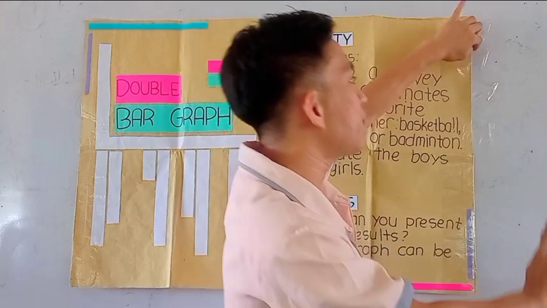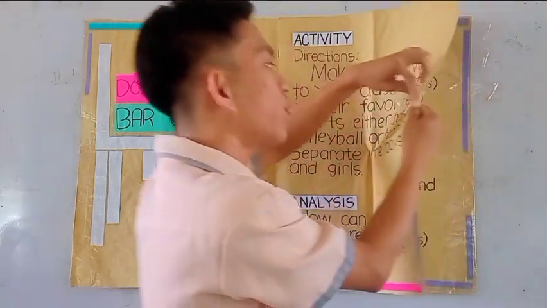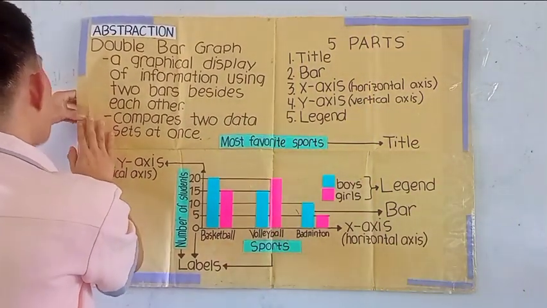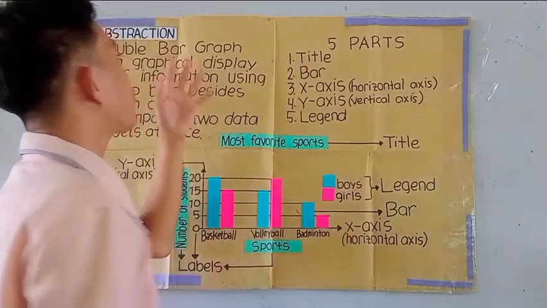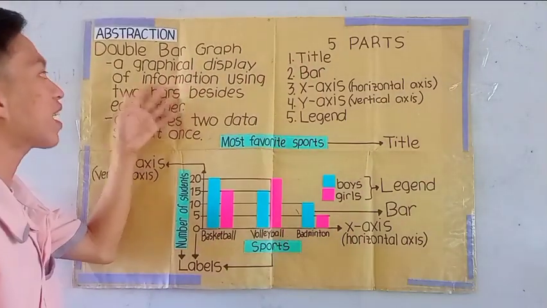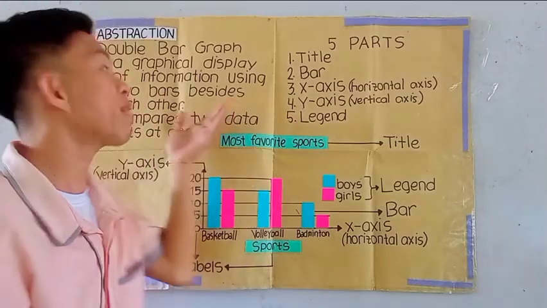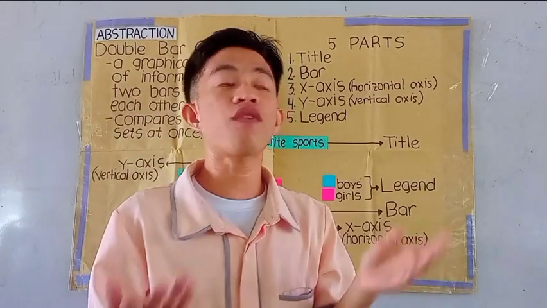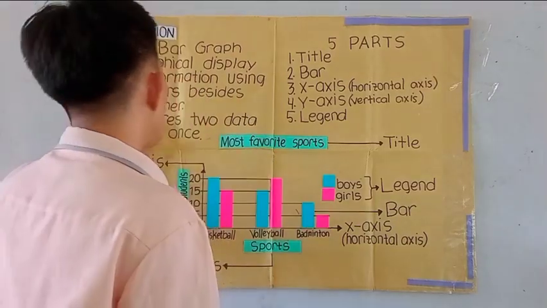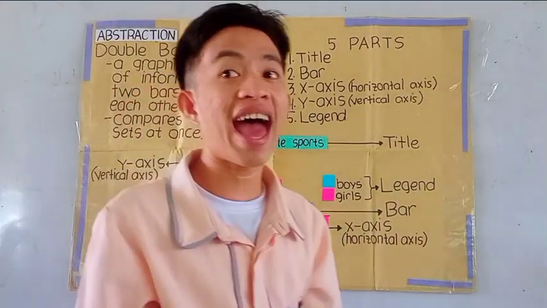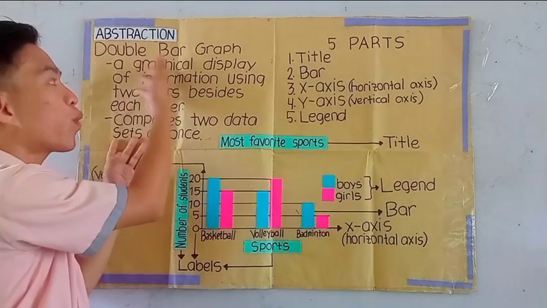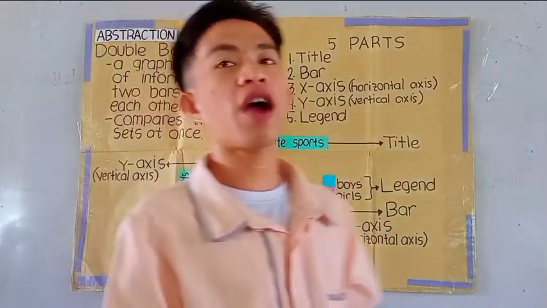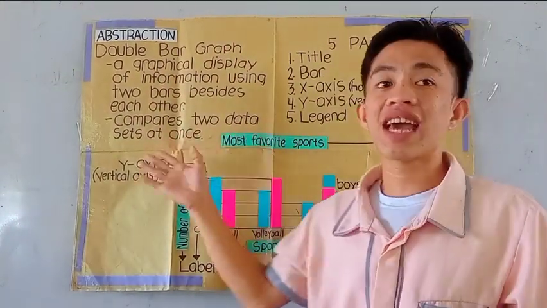So that's why I am here to discuss what you're going to use in presenting the data that you gathered from the survey. Our topic is all about the double bar graph. A double bar graph is a graphical display of information using how many bars? Correct! Two bars beside each other. The single bar graph has only one bar. Very good. But the double bar graph has two bars, right? Because of the word double bar graph. Another meaning for double bar graph is that it compares two data sets at once.